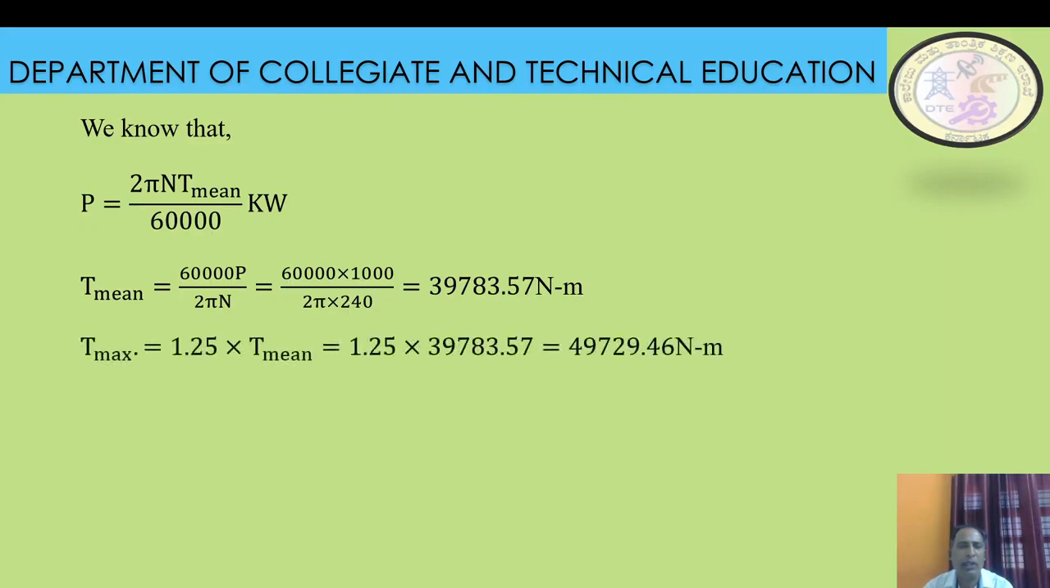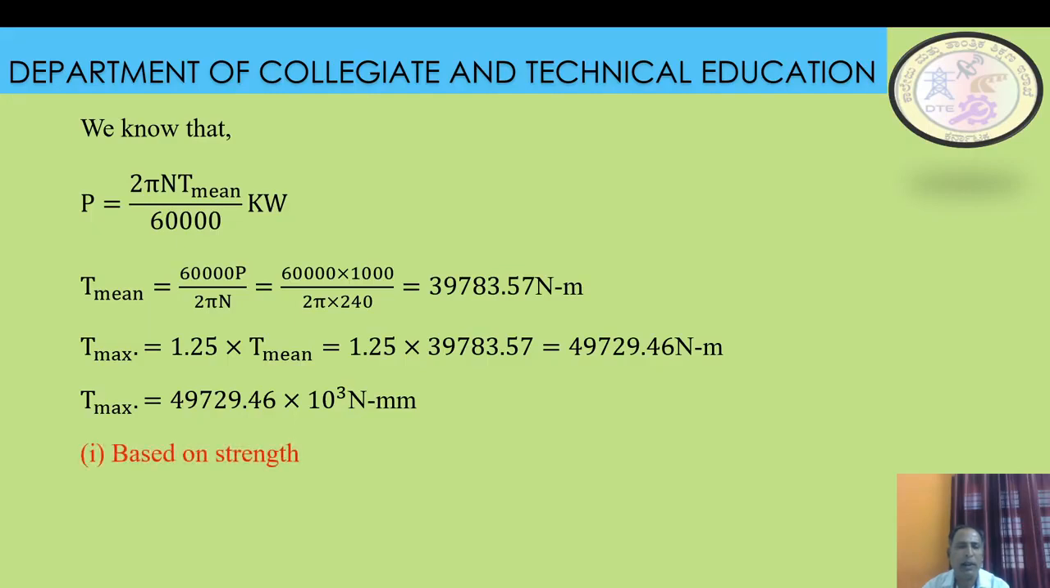And therefore T maximum is equal to 1.25 into T mean, that is 1.25 into 39,783.57. So therefore the value of maximum torque will be 49,729.46 Newton meter. Convert this Newton meter into Newton mm. So therefore T maximum is equal to 49,729.46 into 10 raised to 3 Newton mm.